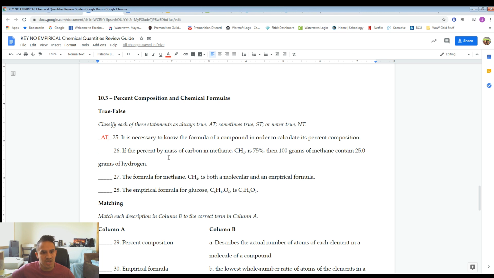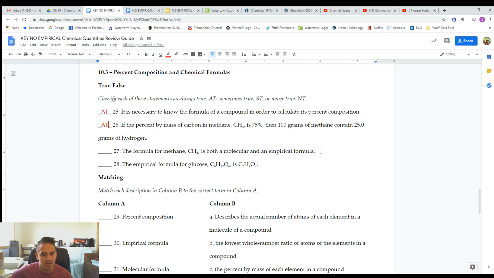Number 26, if the percent by mass of carbon in methane is 75%, then 100 grams of methane contain 25 grams of nitrogen. So, if the percent by mass of carbon in this is 75% carbon, then that means 25% of it would be hydrogen. So in 100 grams, 25 grams would be hydrogen because 25% of 100 is 25. So yes, this is always true.